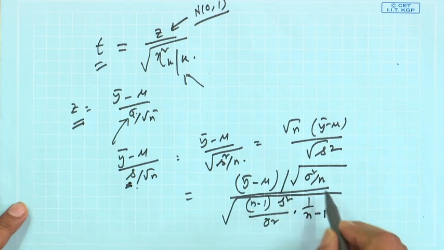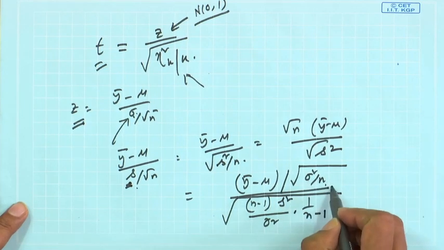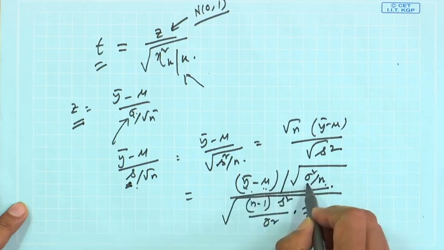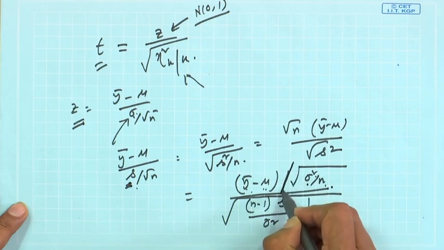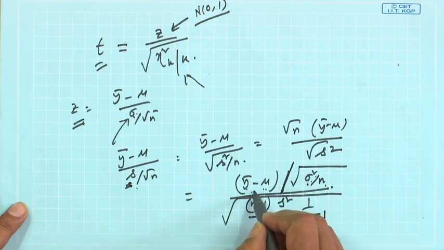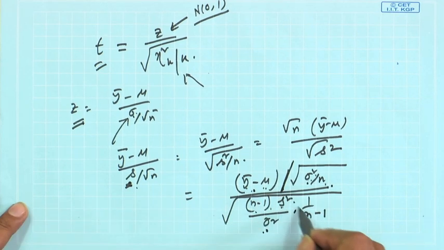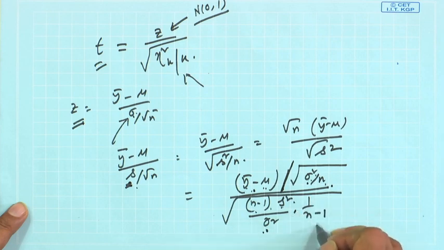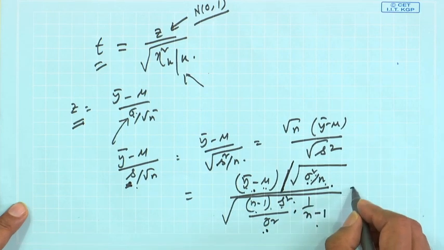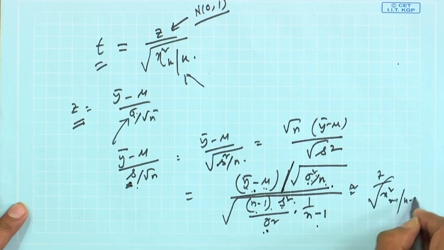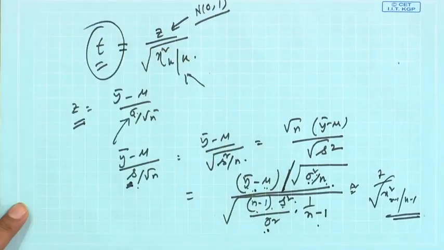So, sigma square and n, these are constants, forget about this. But y bar minus mu by sigma, this will be z, and n minus 1 s square by sigma square, this is chi square, we have seen the chi square. Now, chi square divided by n minus 1. So, this is nothing but z by root over chi square, here it is n minus 1 by n minus 1. So, it is the t distribution.